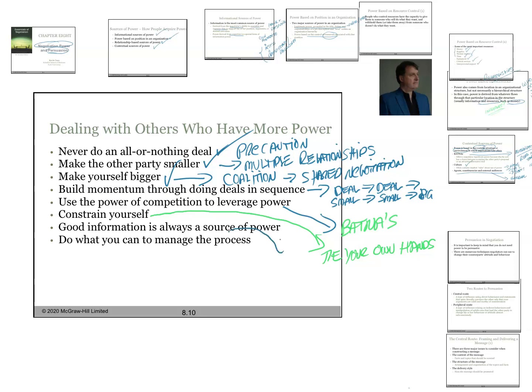The next one: good information is always a source of power. This is really about having information power, as we've discussed earlier. So this is about cultivating great information even while the negotiation is ongoing. If it's a fairly lengthy process, get information and develop that power as you go along. Do what you can to manage the process.